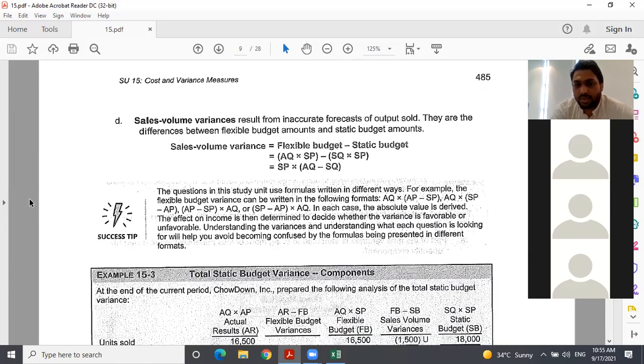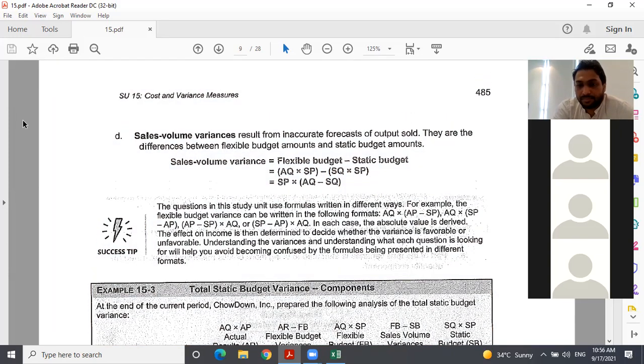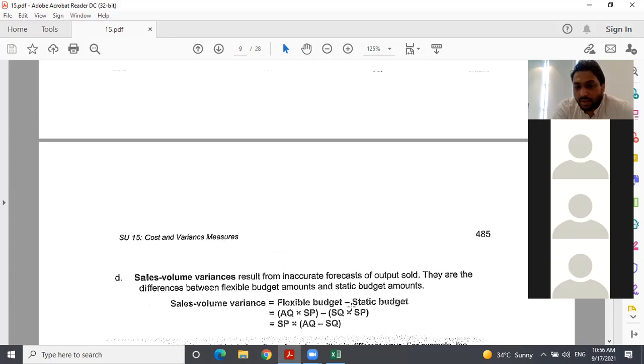Sales volume variance. Sales volume variance results from the inaccurate forecast of output units sold. They are the difference between the flexible budget amount and the static budget amount. So here what we'll do is standard quantity into standard price, which is the static budget. We compare it with our actual quantity and standard price. Here it's only quantity variance that is happening, right? Because in both places we have the standard price. Clear?